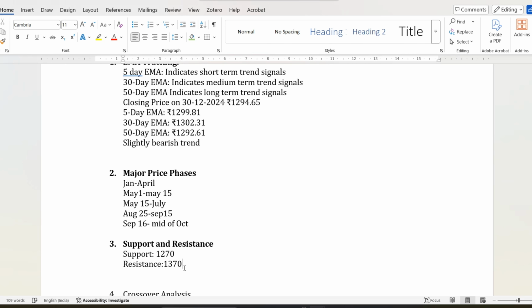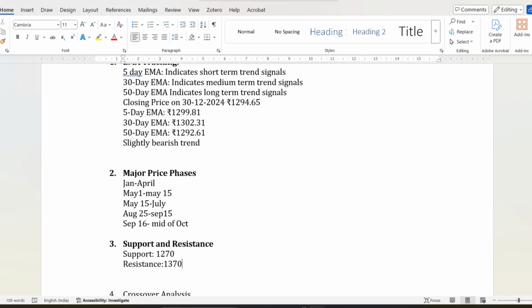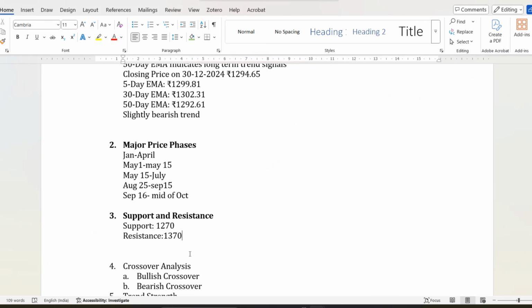You cannot rightly tell because of the other parameters we are not considering. So you can say 1350 to 1370 may be our resistance, and around 1230, 1250, 1270 we can take as our support. Anything around this is after October. If you take the last 3 months of observation, based on that you can mention the current support and resistance levels.